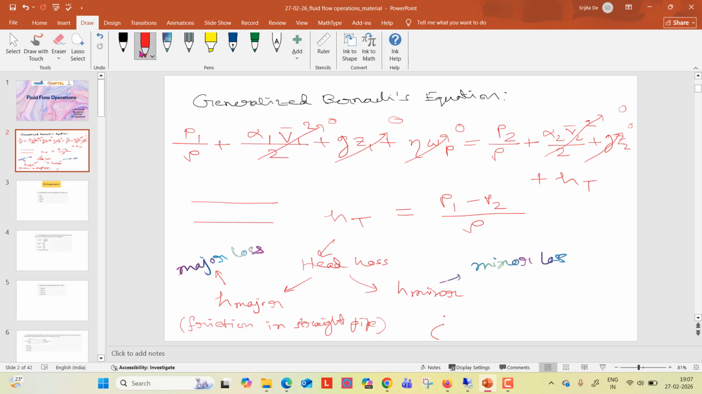And this minor loss is happening due to bends, valves, fittings, sudden expansion, etc. Okay. So this is a basic concept of head loss, total head loss.